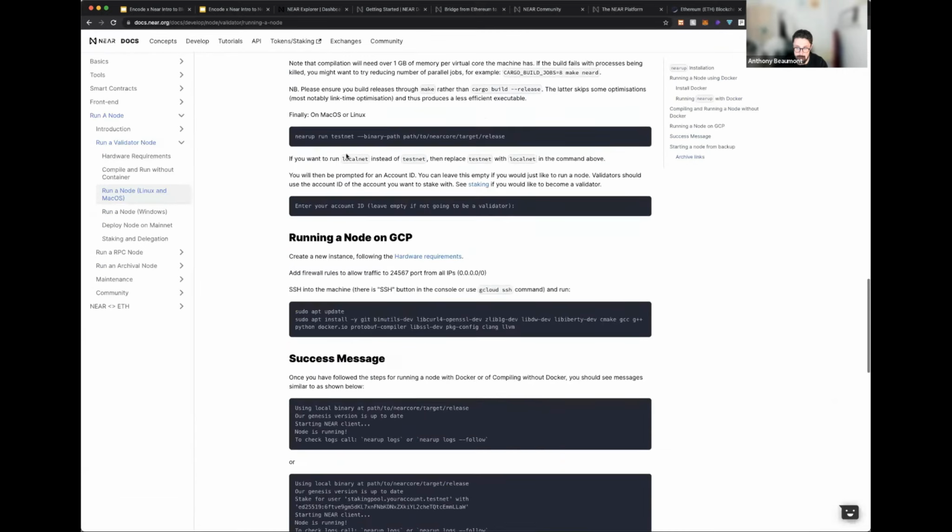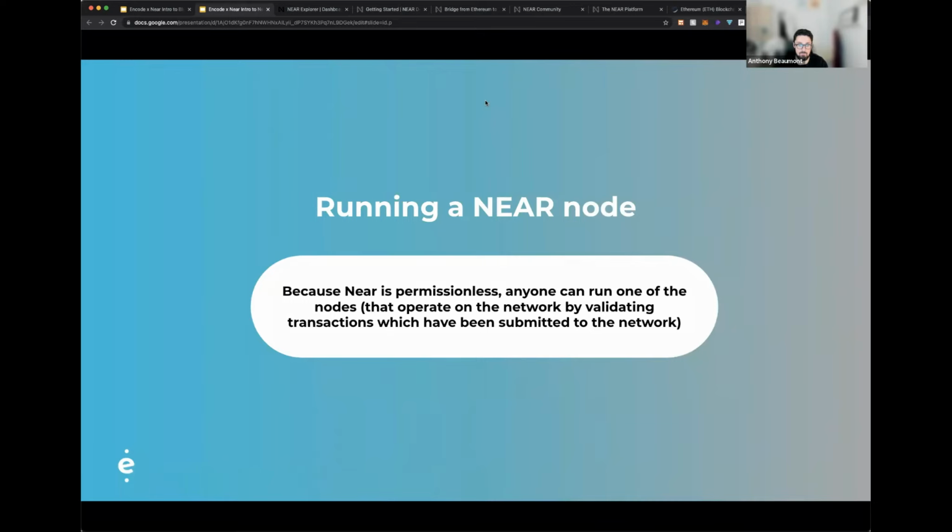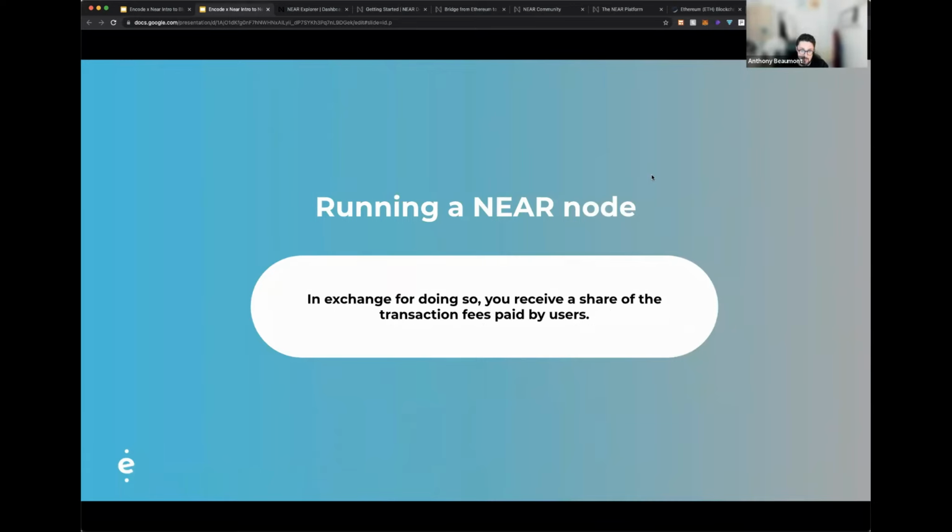Now, why wouldn't you maybe do that? Well, it's quite expensive to do. To do it at scale, you might need a lot of computing power. So maybe it's not worth doing at home, but it's worth trying for fun. Anyway, because Near is permissionless, anyone can run it. And in doing so, you earn a share of the transaction fees paid. The mental math you want to do is, will the revenue I make on transaction fees be greater than the cost of running the node in terms of both time and physically running a computer?